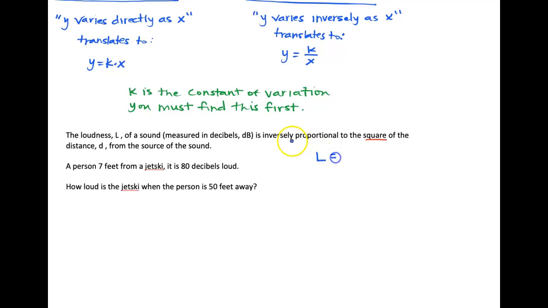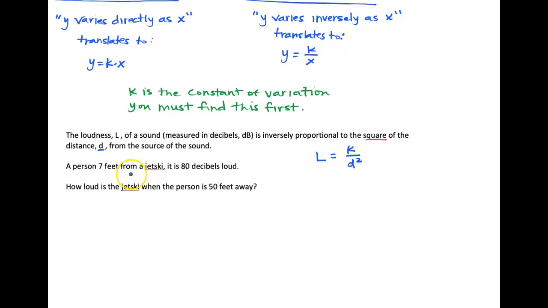So if I was to write this down, then I'd have L is inversely proportional, so that means I know it's going to be connected by division here. So I have K on the top and then the square on the bottom. So it's not just x like we have here, but since we're talking about the sound, we'd have d squared, instead of just the d on this.